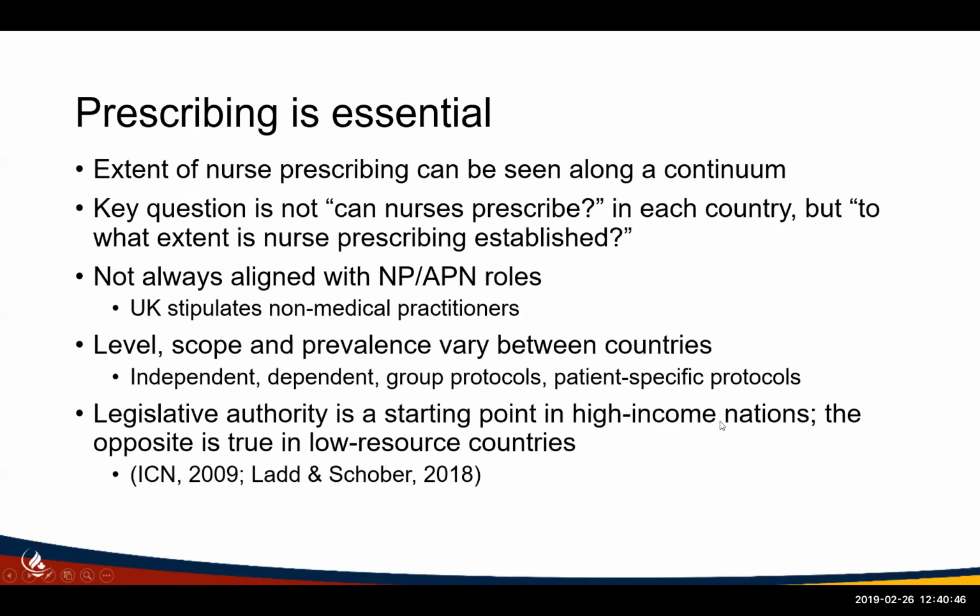The main element that's brought up by the global context is that the prescribing component is essential, and in some countries it's not aligned only with the advanced practice role. In the UK, for example, we have other roles with nurses that are prescribers, and it's developing, and legislation is very important, and it's challenging to bring those changes in some countries where they have very little resources. Next.